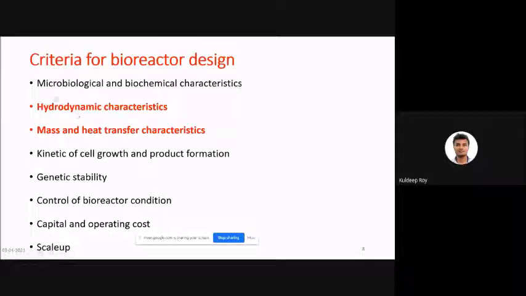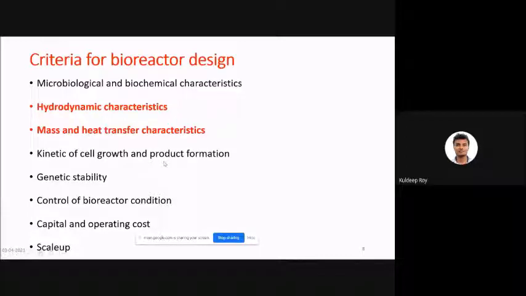From the second part, you can see the hydrodynamic characteristics. This is the most important point, this is the designing part of the reactor. You have to design a reactor, or make the reactor, to get a higher production yield. The third point will be the heat transfer and mass transfer characteristics. You need higher mass transfer to get a higher yield, and if the heat transfer is good, it will give a higher production yield.